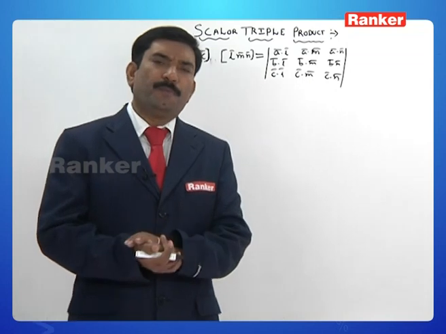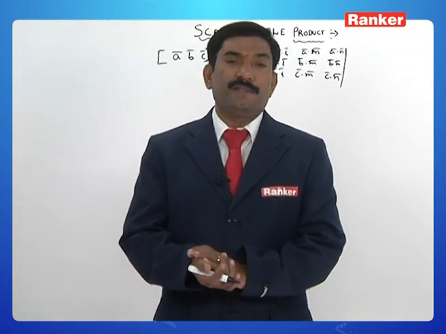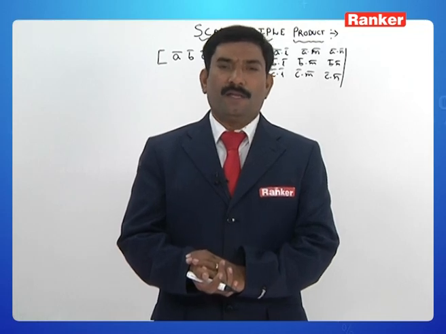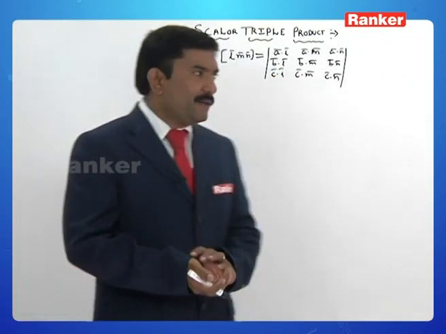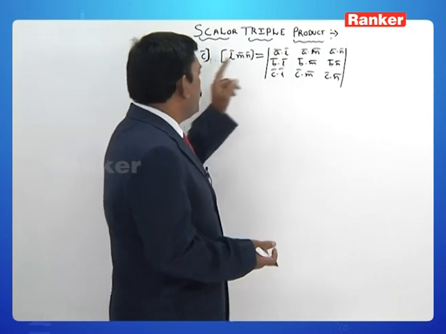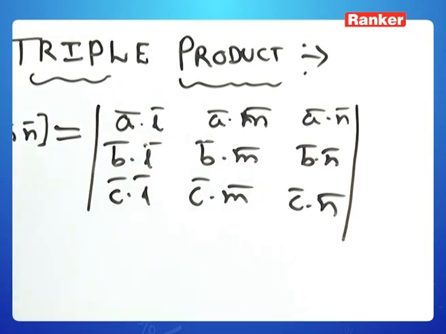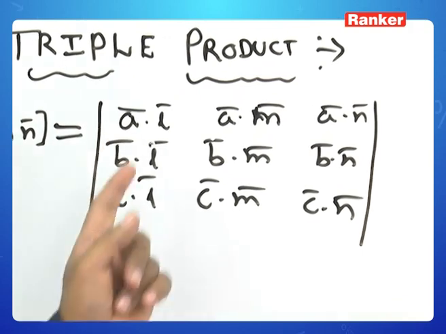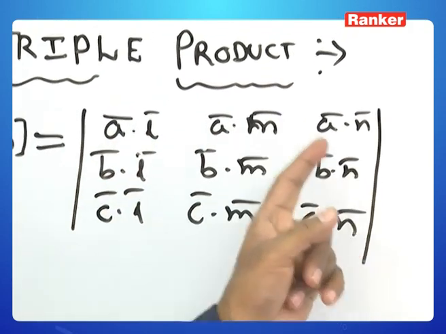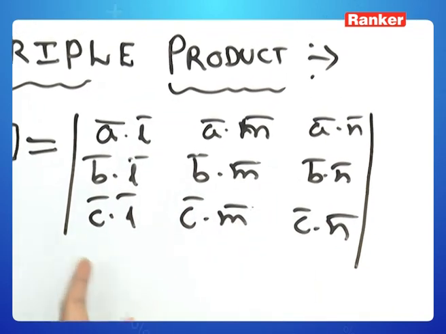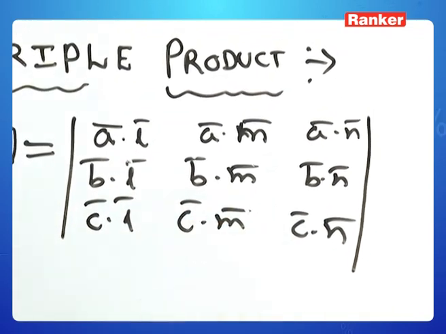Later, we have proved box of ABC whole square is equal to, instead of box of LMN, we have taken again box of ABC. Now in place of L, M, N, substitute A, B, C. Box of ABC whole square is equal to the determinant of A dot A, A dot B, A dot C; B dot A, B dot B, B dot C; C dot A, C dot B, C dot C.